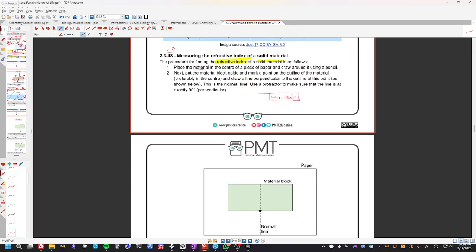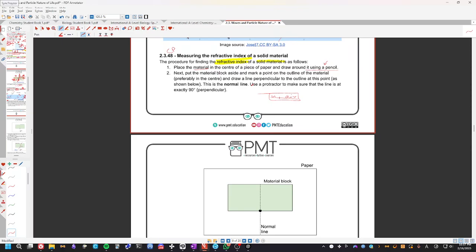Place the material, perspex block, whatever it's called, in the center of the piece of paper. Draw around it using a pencil. Draw the diagram of what your experiment is going to look like. The boundary of the block.